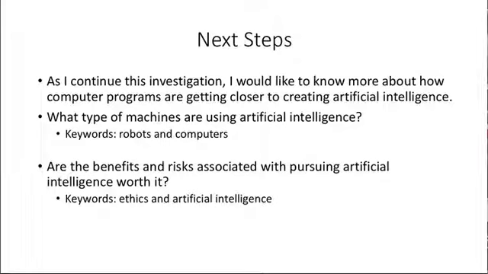Now, in my articles, they don't really talk about the types of machines. I know there's robots out there, so this leads me to the keywords. I want to know about robots and computers and artificial intelligence. That would give me that direction to look at. And those are the keywords I would use.